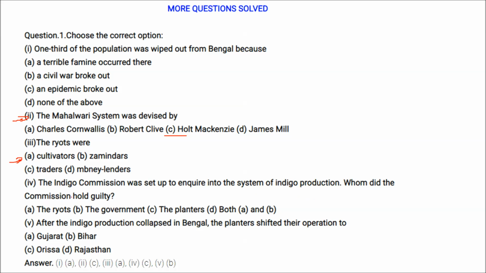Whom did the commission hold guilty? The answer is the planter itself, right? Or what we can say, ryots, it will be the better answer. Then after the indigo production collapsed in Bengal, the planters shifted their operation to Bihar.